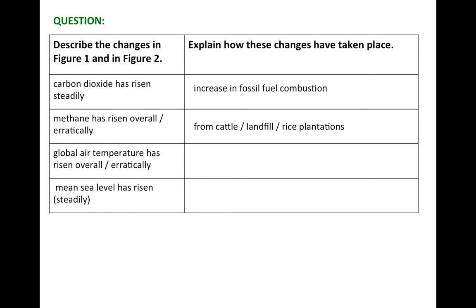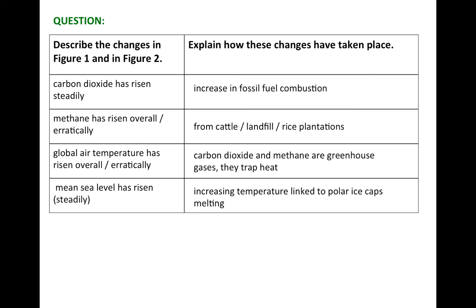Global air temperature has risen, and I'm sure you now know that this is linked to greenhouse gases. So carbon dioxide and methane are greenhouse gases and they trap heat. And one of the consequences of our increased global temperature is that it causes things like the polar ice caps to melt, and this will cause our sea levels to rise. So what we can see here is that we've described what the graph has shown, and then we've given an explanation for each of the things we've described.